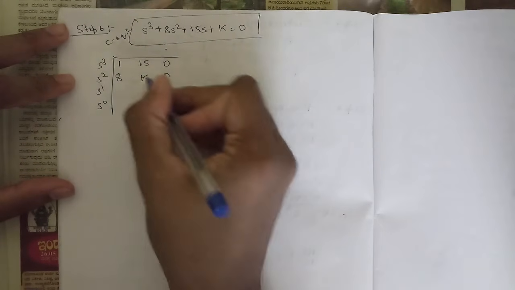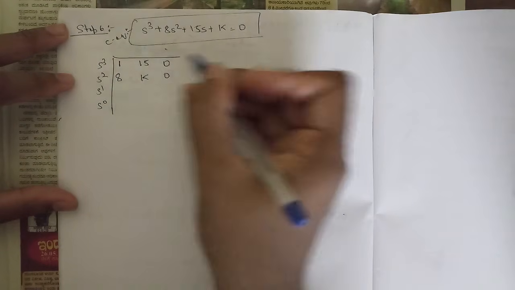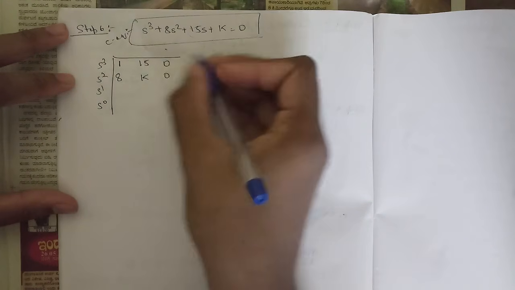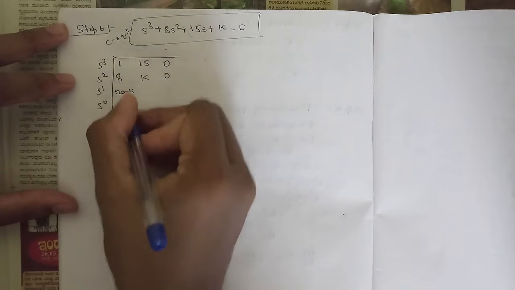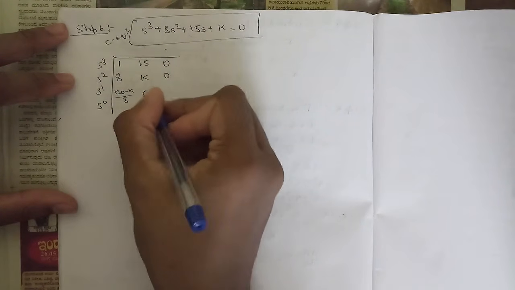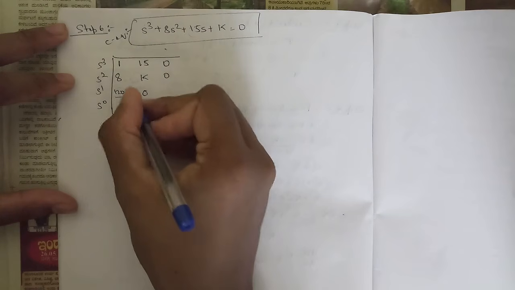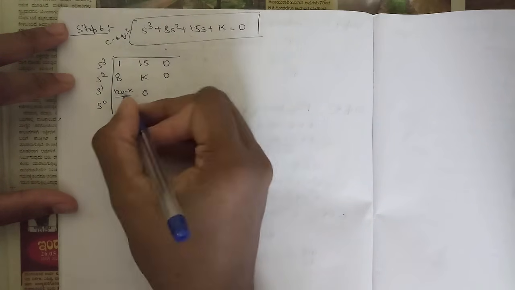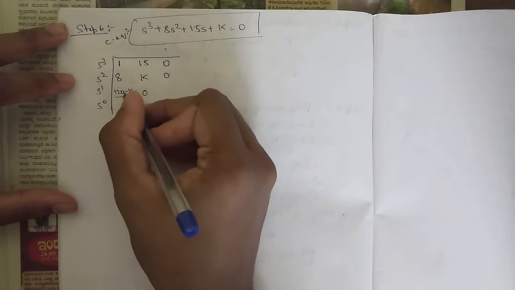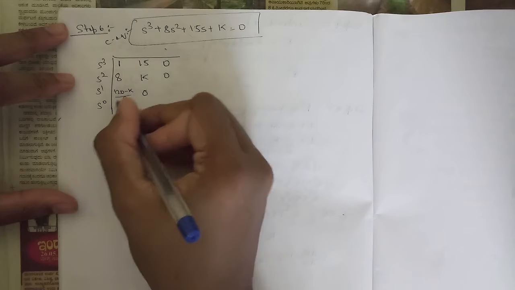Using these two rows, try to calculate the third row elements. 15 8s are 120, minus 1 into k is k, divided by 8, and again this is 0, and again (120 minus k) by 8 into k, minus 8 into 0 is 0, divided by this term, so we can cancel numerator and denominator by this term, so the remaining answer is k only. Okay, so this is the Routh array I have constructed here.